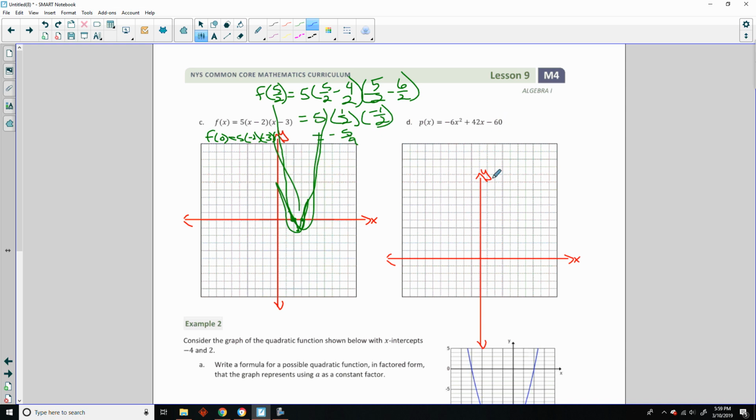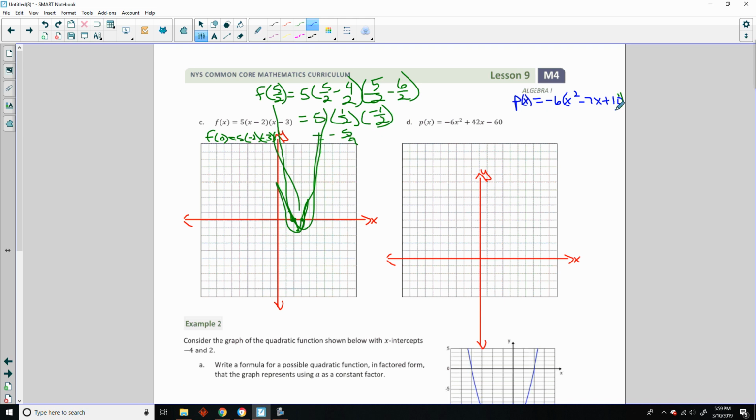What do I know? I know the y-intercept is negative 60, way down at negative 60. It's opening down, so it's going to curve this way. So it's going to have this shape because a is negative. And I need to find the zeros. So the first thing I do is factor this. I can take out a negative 6. So I can say p of x equals negative 6 times x squared minus 7x plus 10.